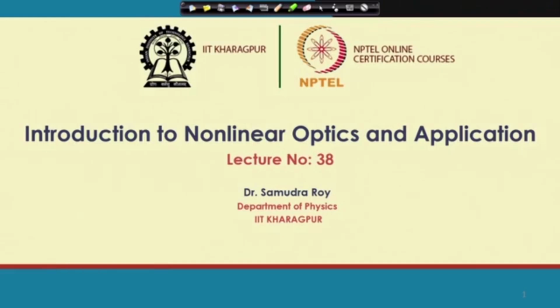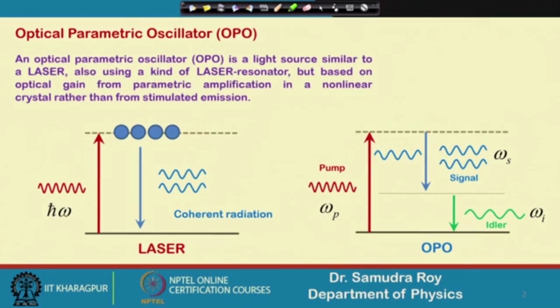So, welcome students to the next class of Introduction to Nonlinear Optics and its Application. In this class we are going to study one important concept, which is the optical parametric oscillator. So far we have been dealing with optical parametric amplification. We find that some kind of amplification is there under this nonlinear process, so we will try to find out how to use this amplification in real practical fields.